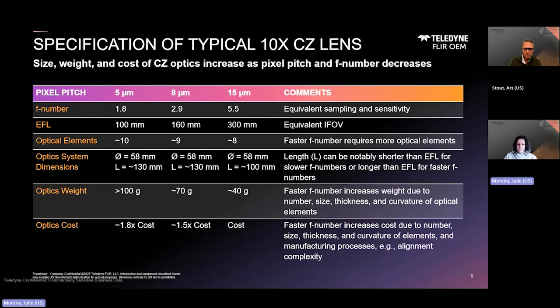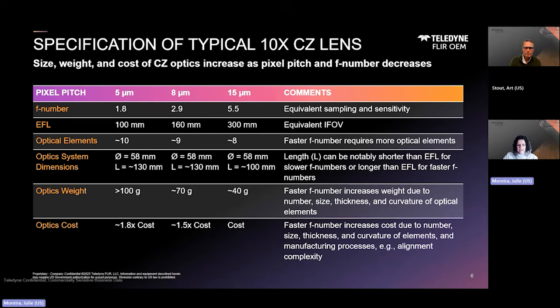In addition, the small pitch, faster F number system results in a notable increase in weight because the increase in number, size, thickness, and curvature of the optical elements required to meet the tighter control over tolerances needed for the increased ray bending of a faster F number optic outweigh the advantages of the smaller pitch. So finally, the small pitch, faster f-number optic cost is notably higher than the large pitch, slow f-number optic due to both the design and manufacturing processes required to accommodate the more challenging corrections and tighter tolerances required. So you can imagine more complex alignment procedures and such.